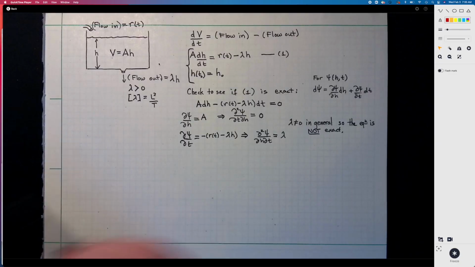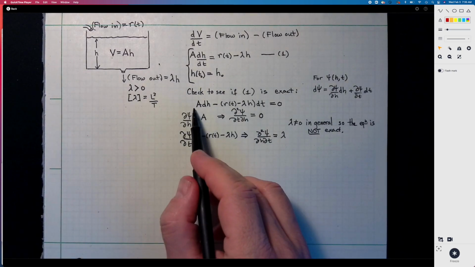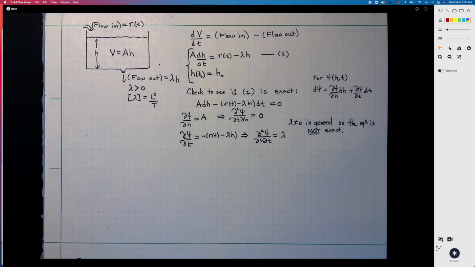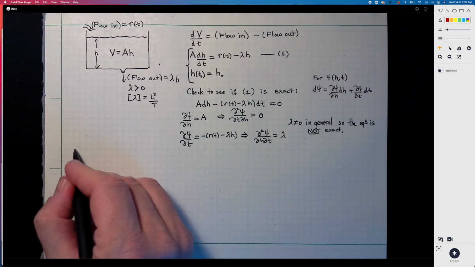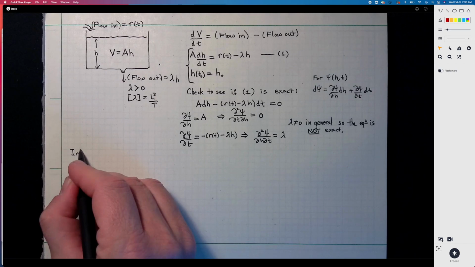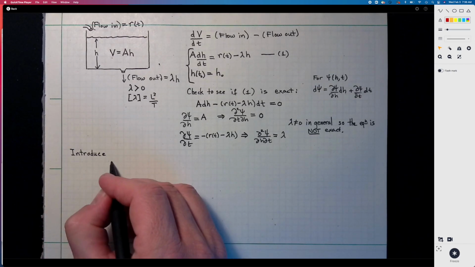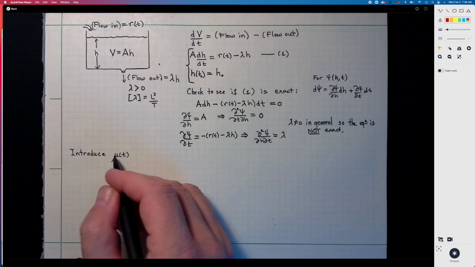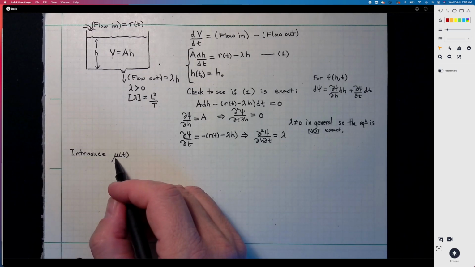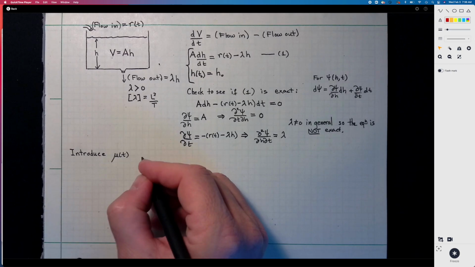So what we do in this case is we introduce what's called an integrating factor. So we're going to multiply this equation through by some function of time, and we're going to see if we can force the equation to become exact. So we introduce mu of t, mu, the Greek m for multiply, an integrating factor.